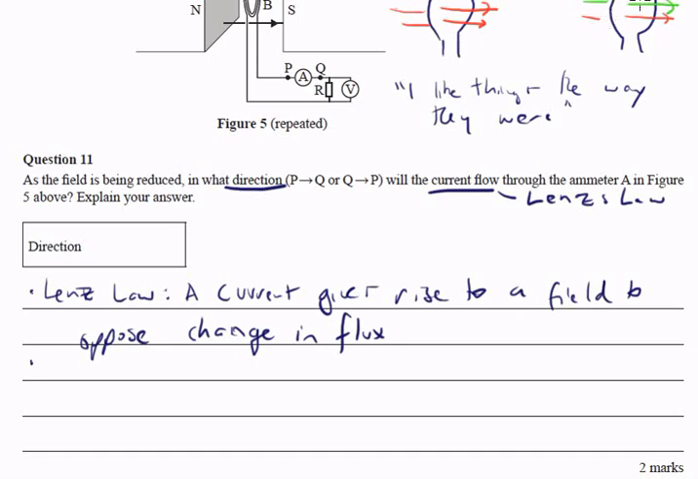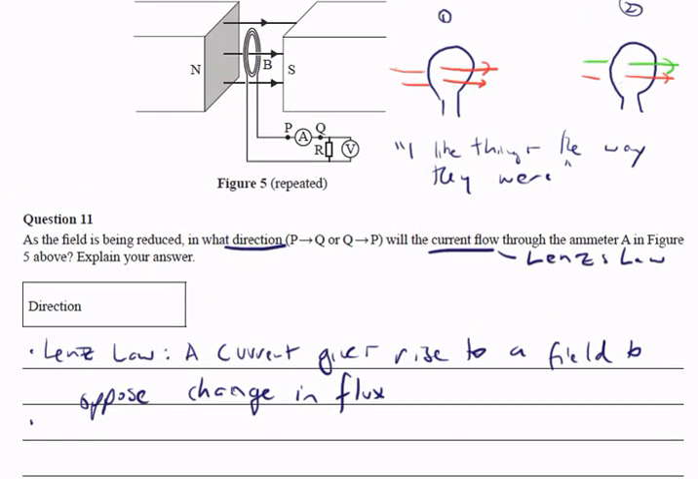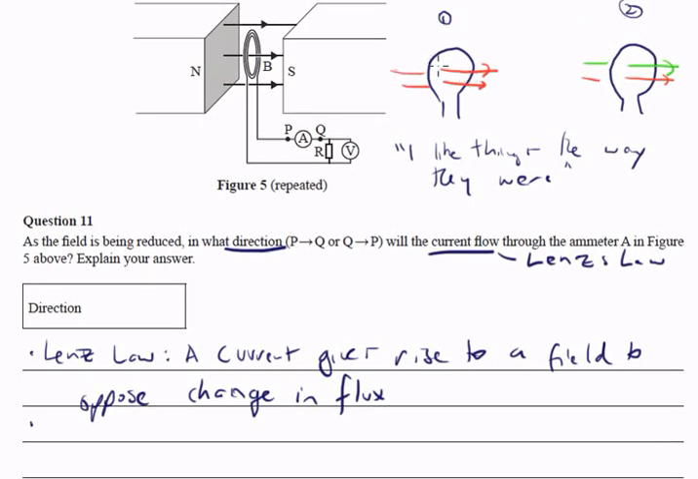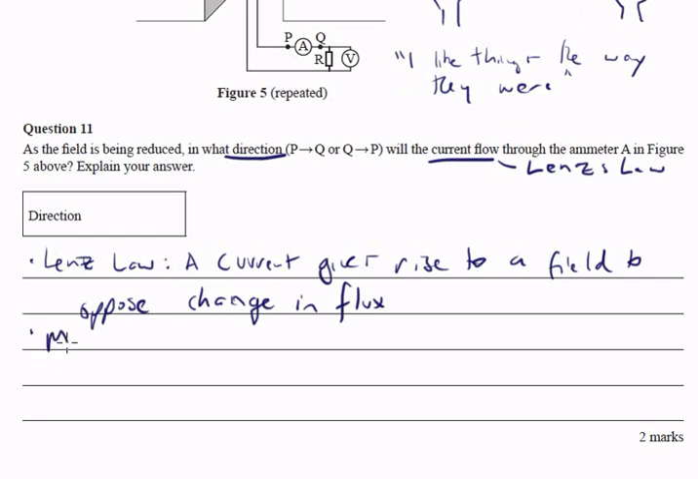So it's going to make a field to the right, according to this picture here, the green one, because it was red. It likes things the way they were. There's hardly any anymore, so it wants to make things the way they were, so it's going to make a field to the right.